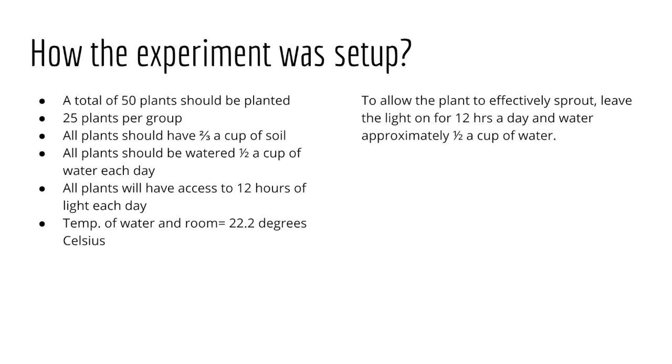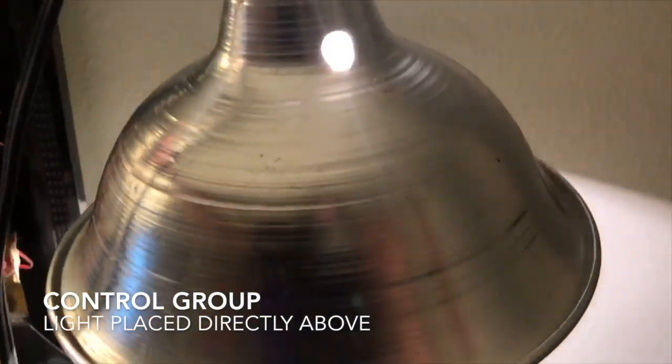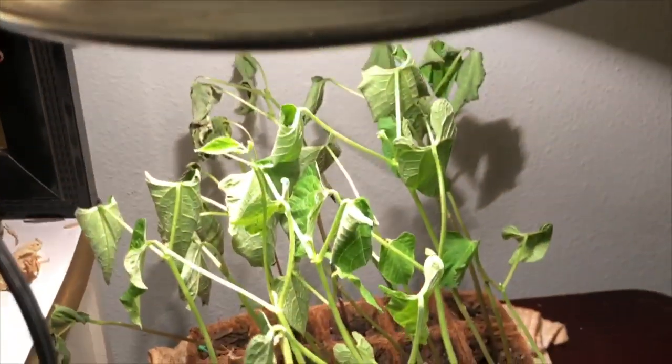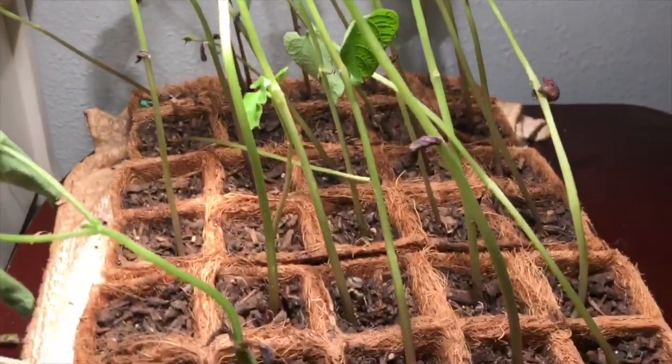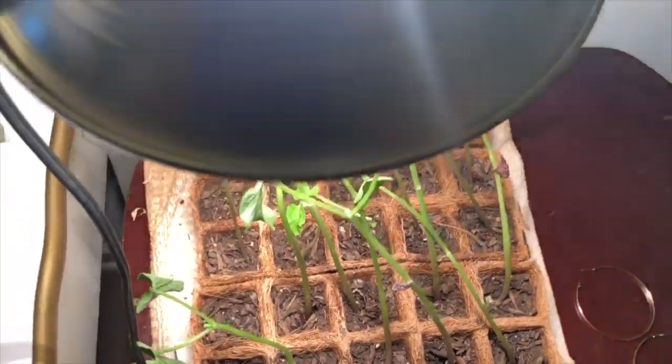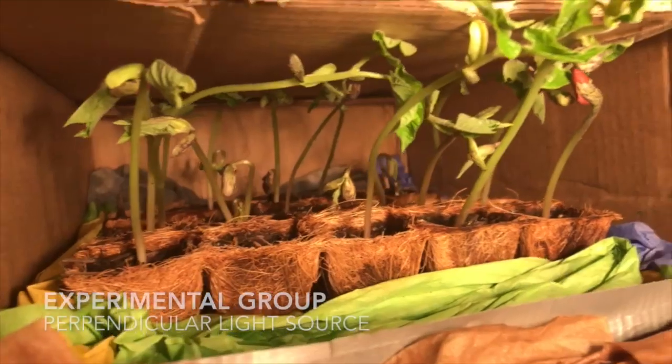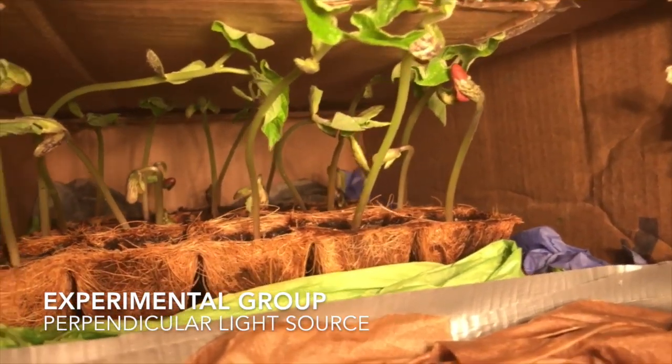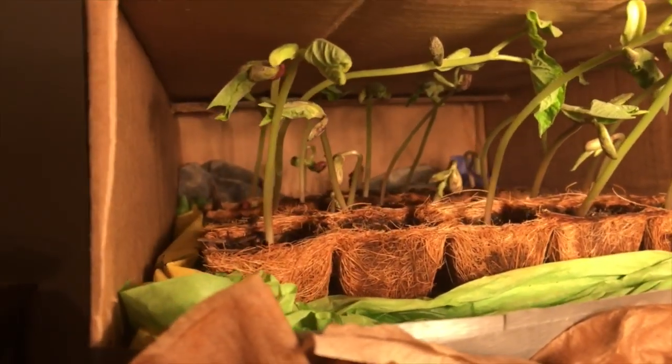After following the procedures, the experiment should be something like this. A total of 25 plants are going to be planted into 2 separate groups. Each group is going to be watered approximately half a cup of water each day. Each plant has 2/3 a cup of soil, and the temperature for the water and the room in which the plants will stay in is approximately 22.2 degrees Celsius.